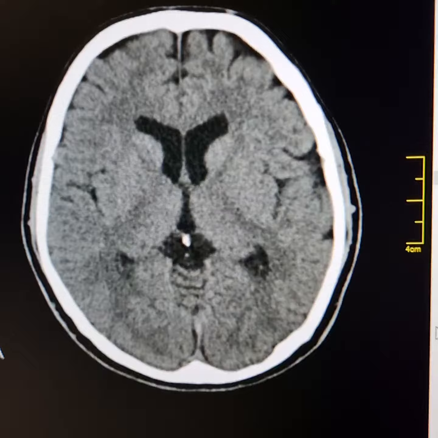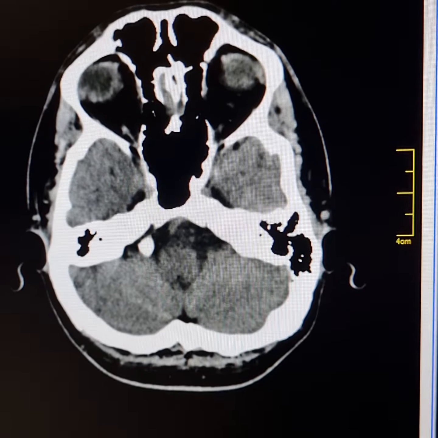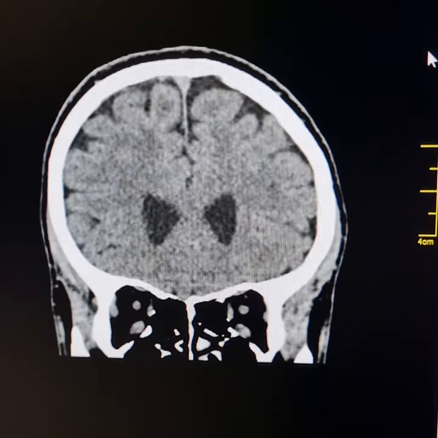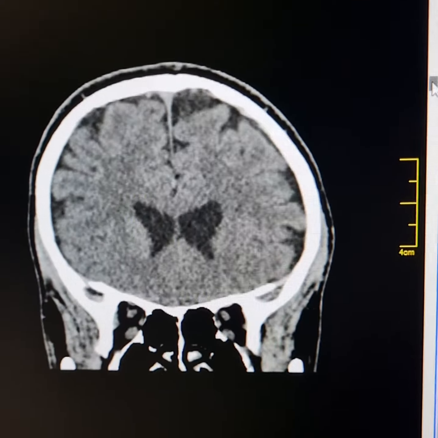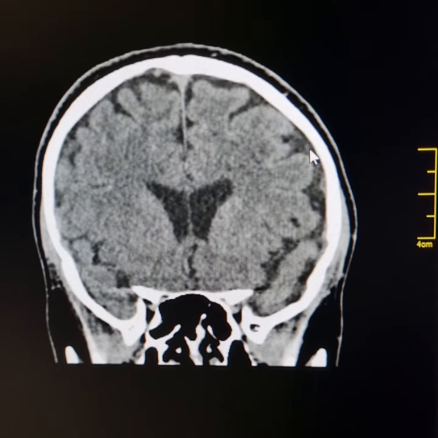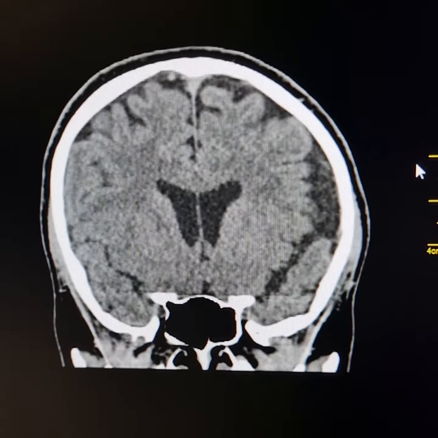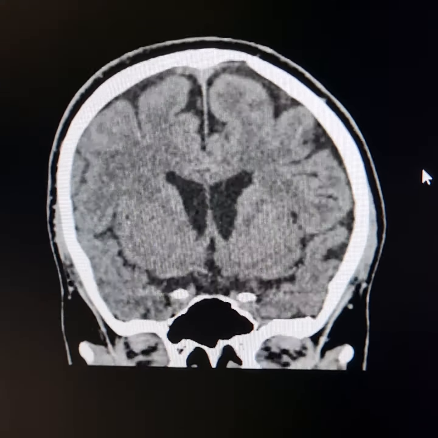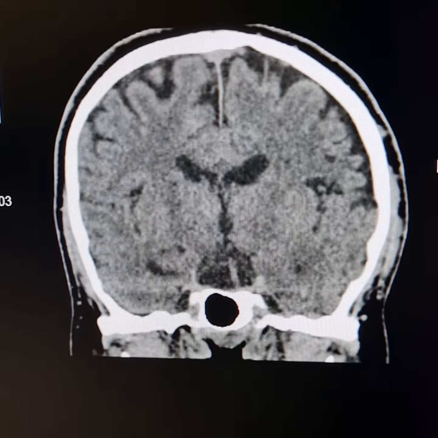I go back again. This is the coronal scan. Again, same findings. Just see that this hemicranium is relatively smaller. Bone is thickened. Left cerebral hemisphere shows evidence of mild cerebral atrophy.